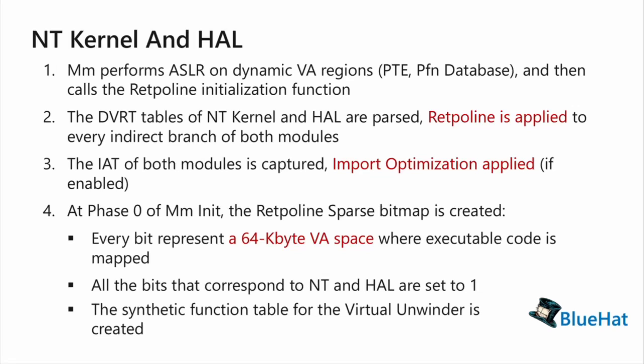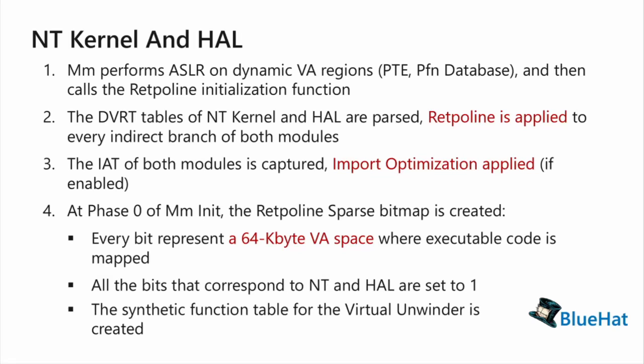Later, at phase 0 of initialization, there is the Retpoline sparse bitmap creation. This bitmap has two characteristics. First, it is sparse, so we don't consume a lot of RAM, because sparse means that only the needed regions of the bitmap are actually allocated. And the second is that each bit of this bitmap represents a 64 kilobyte VA space, because we have noted that every section in the PE image is normally aligned to 64 kilobytes.